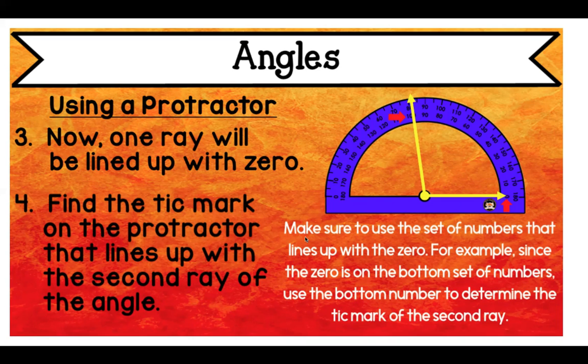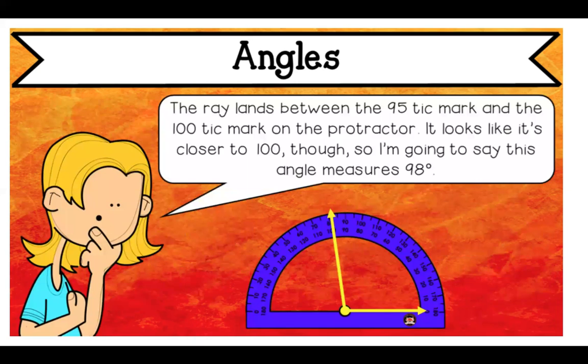So it says here, make sure to use the set of numbers that lines up with the 0. For example, since the 0 is on the bottom set of numbers, use the bottom number to determine the tick mark of the second ray, okay? And that's how we do it. So the ray lands between the 95 tick mark and the 100 tick mark on the protractor. So it looks like it's closer to 100 though, so I'm going to say this angle measures about 98 degrees exactly.